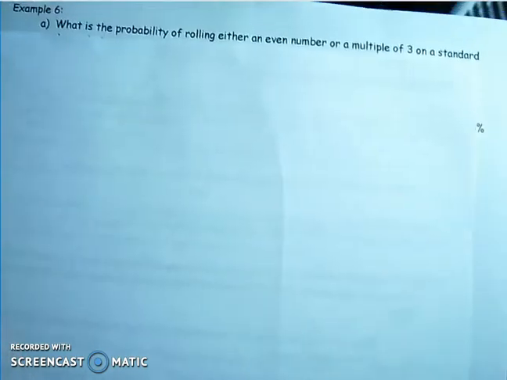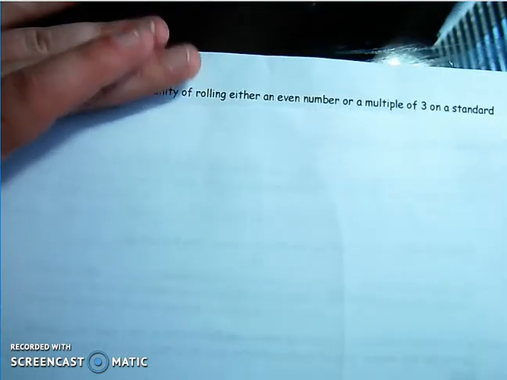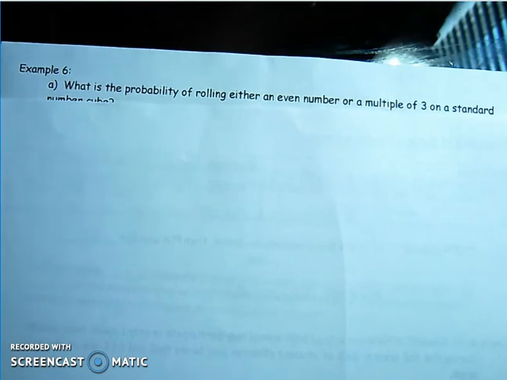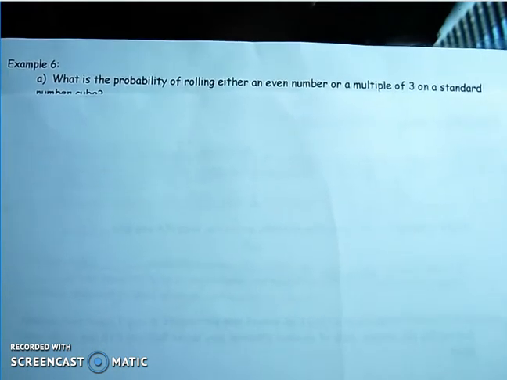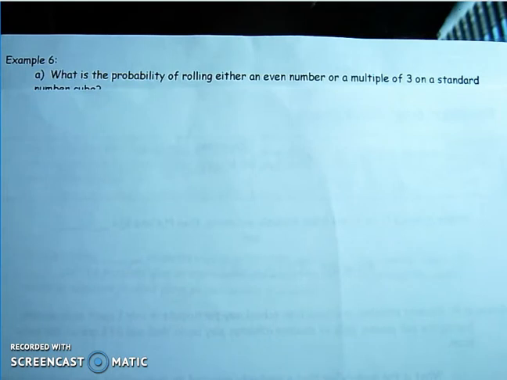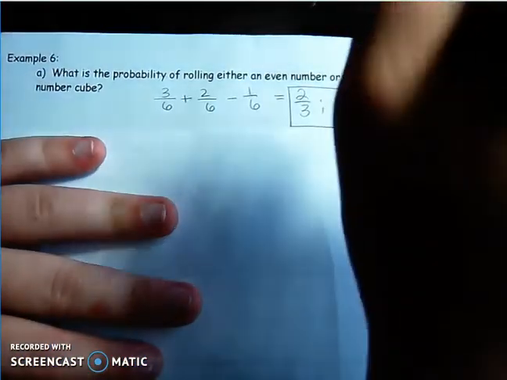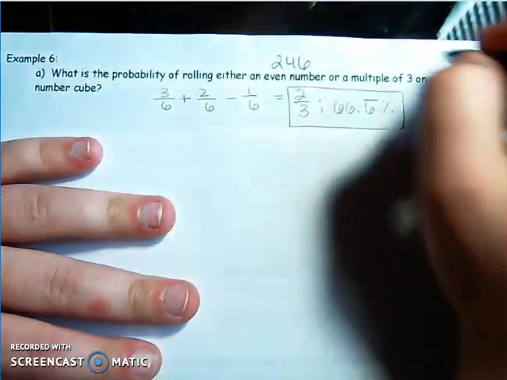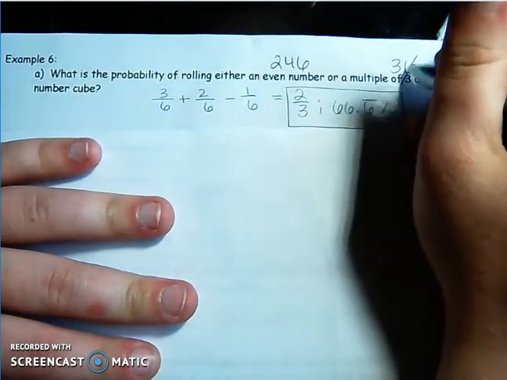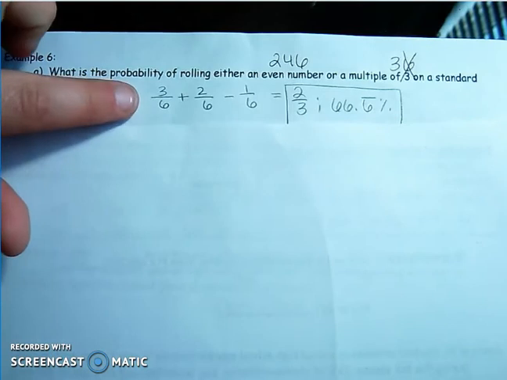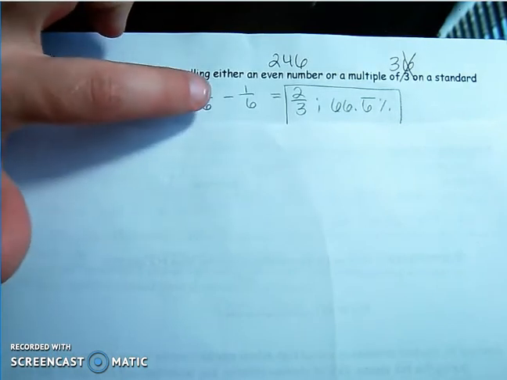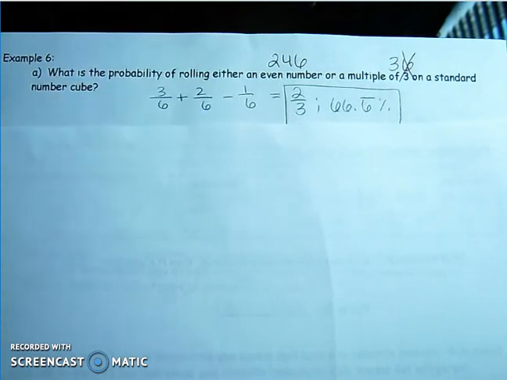Now let's look at some more examples. What's the probability of rolling either an even number or a multiple of 3 on a standard number cube? Well, an even number is 2, 4, or 6, so that's 3 out of 6. A multiple of 3 on a number cube is 3 or 6, so that's 2 out of 6. But are any of those numbers ones I said twice? I did. I said 2, 4, and 6 for even, 3 and 6 as multiples, so you can't count that 6 again. So 3 out of 6 are even, 2 out of 6 are multiples. Subtracting the one they have in common gives us 2/3, or 66.6 repeating percent.